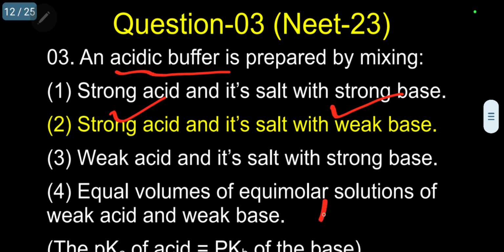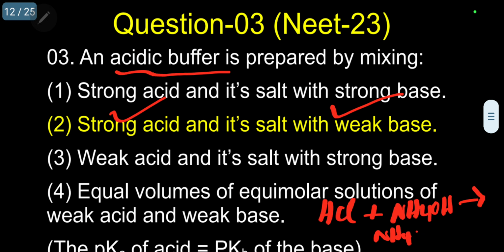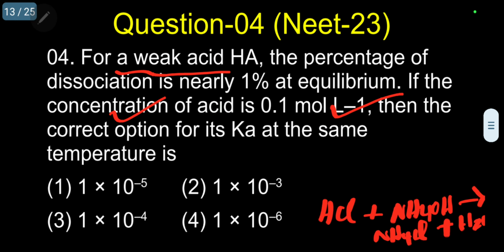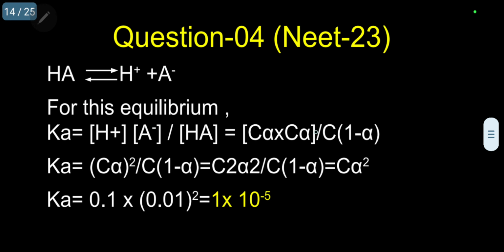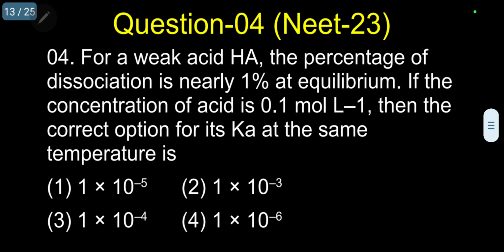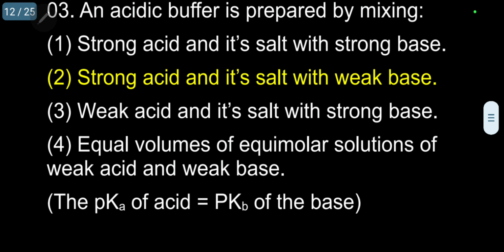What is a strong acid? Let me take an example. HCl is a strong acid. Weak base, ammonium hydroxide. So, what will happen when you treat it? You will get ammonium chloride, the salt, plus the corresponding water. So the solution will be acidic. Kindly follow. It will be acidic in solution. So this is the correct answer.